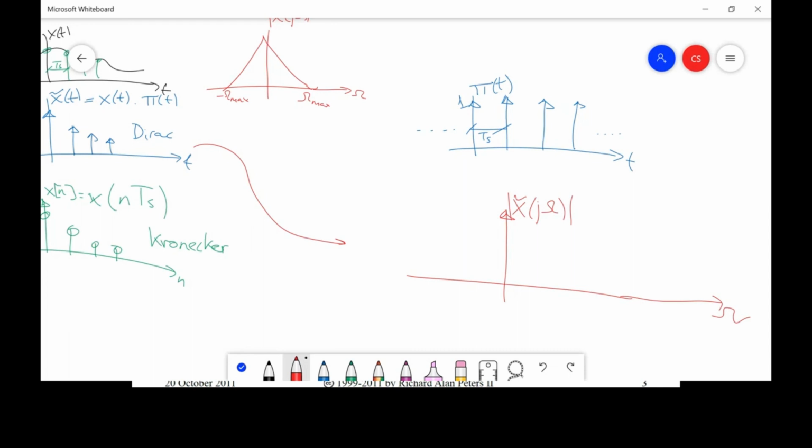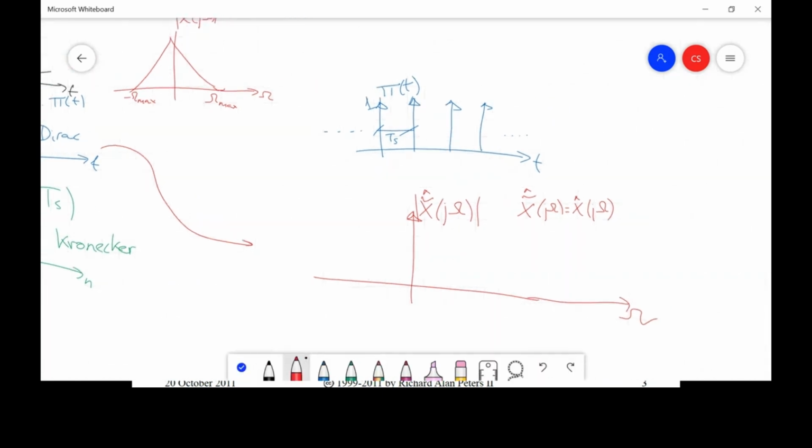This is multiplication, right? So x of t, omega, will be the spectrum of the first one. Now, what is the relationship between these two? What is the operator I have to put in the middle? If I'm multiplying in real space, I am convolving in Fourier space.